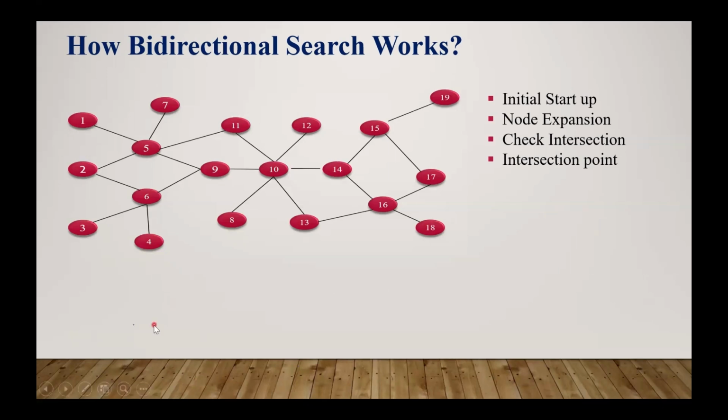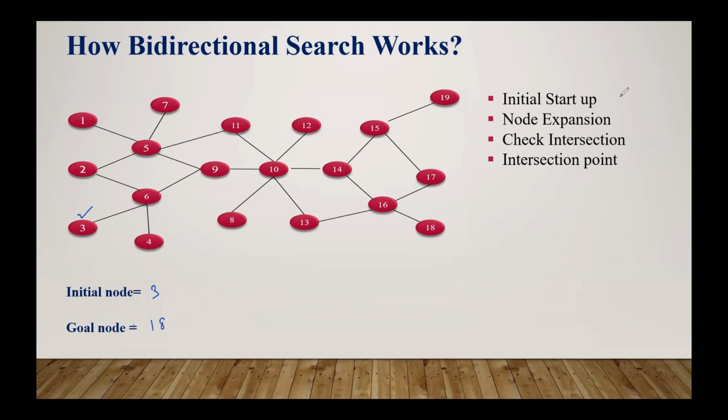Now let us understand this example, how it performs over its operation. Now we have to find the path between our initial node and goal node. For example, our initial node is 3 and the goal node is 18.